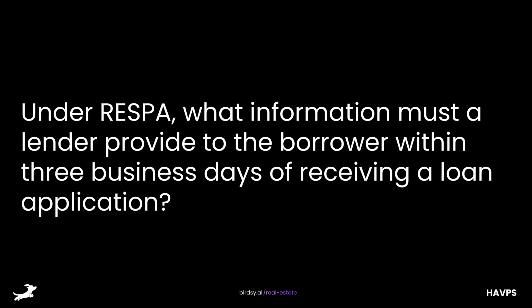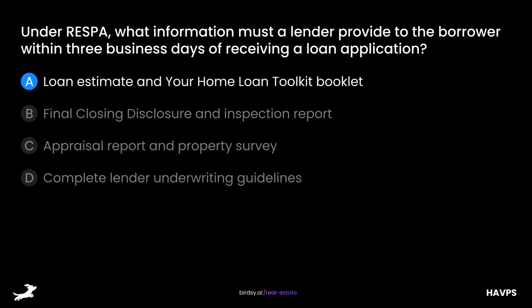Under RESPA, what information must a lender provide to the borrower within 3 business days of receiving a loan application? Is it A, loan estimate and your home loan toolkit booklet? B, final closing disclosure and inspection report? C, appraisal report and property survey? Or D, complete lender underwriting guidelines?